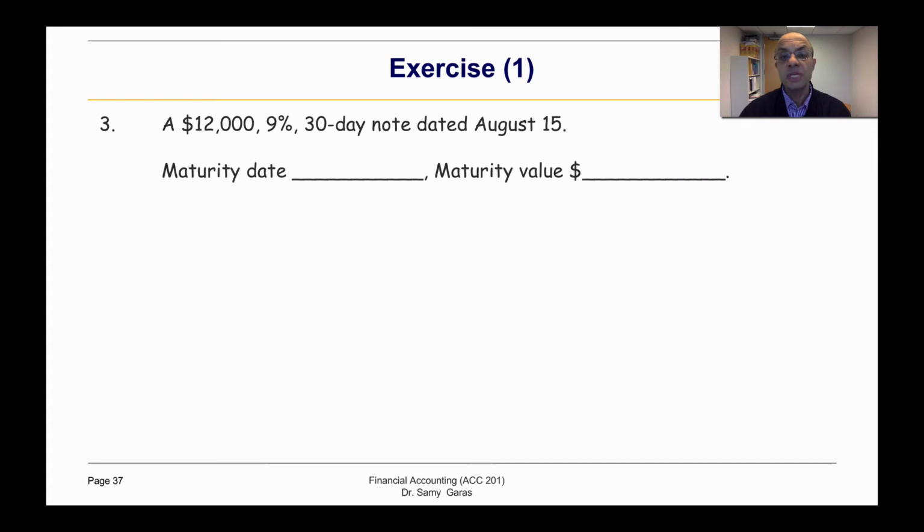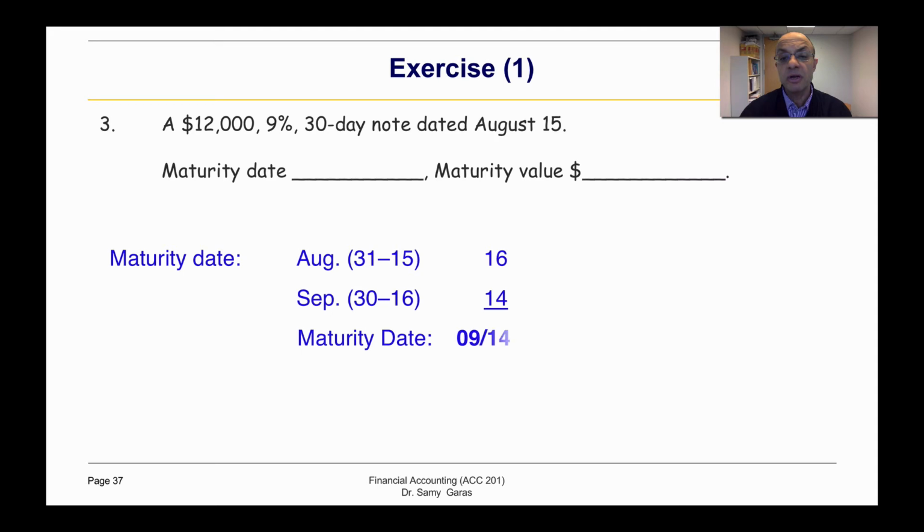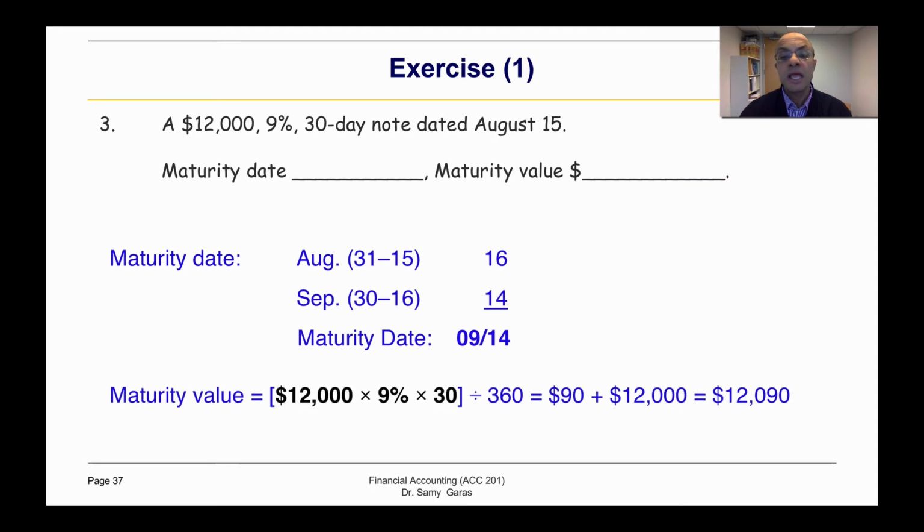For the third situation, we talk about 30 days starting from August 15. So we have 16 days in August, and then 14 days in September. So the maturity date is the 14th of September, and the maturity value is 12,090.